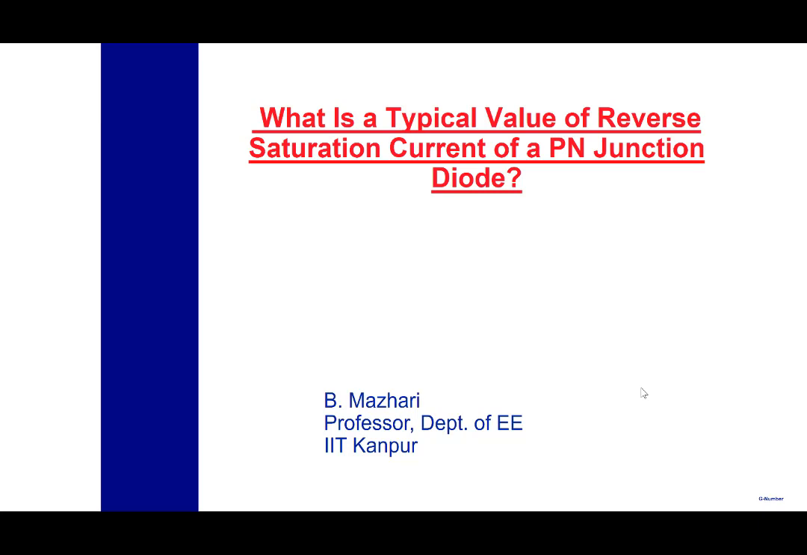For most, this is not an easy question, because when something varies a lot over several orders of magnitude, saying something typical is difficult. But nevertheless, when this question is often posed, what we are talking about is this equation: I_D equals I_s times e to the power V_d by nV_t minus 1.